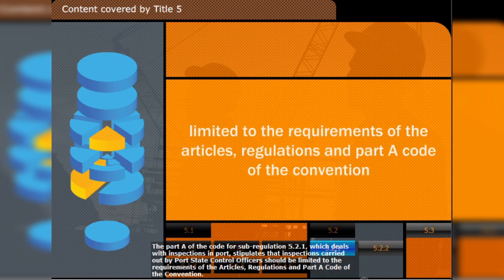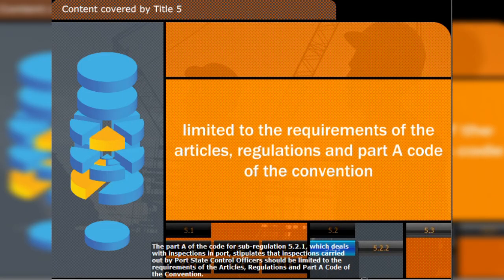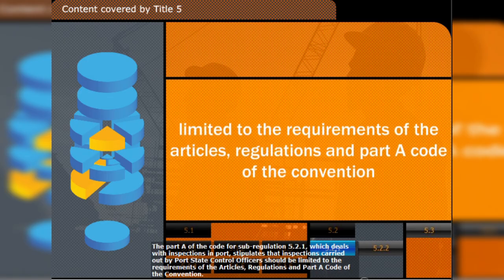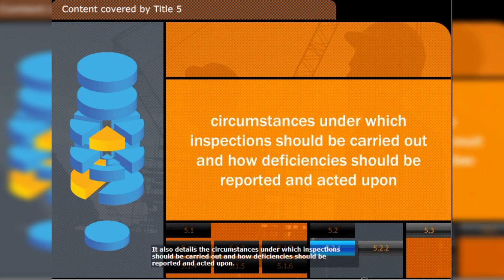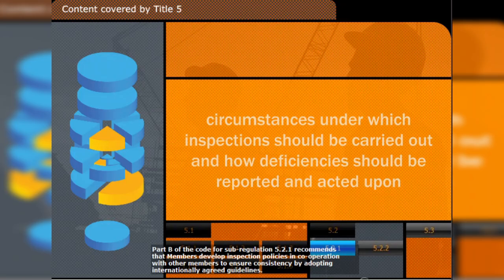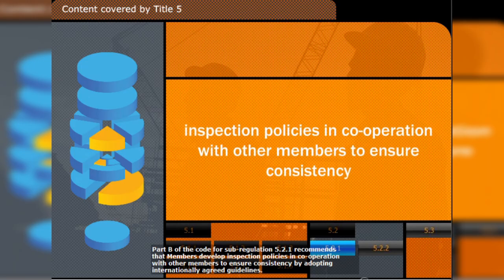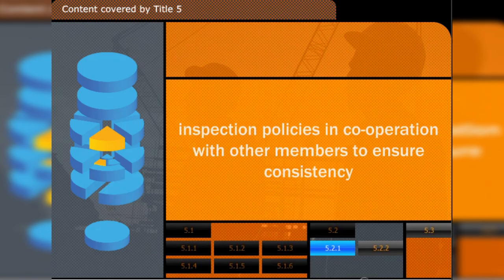Part A of the Code for Sub-Regulation 5.2.1, which deals with inspections in port, stipulates that inspections carried out by port state control officers should be limited to the requirements of the Articles, Regulations and Part A Code of the Convention. It also details the circumstances under which inspections should be carried out and how deficiencies should be reported and acted upon. Part B of the Code for Sub-Regulation 5.2.1 recommends that members develop inspection policies in cooperation with other members to ensure consistency by adopting internationally agreed guidelines.